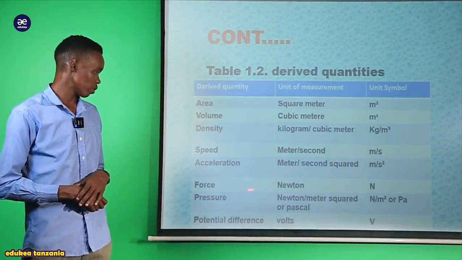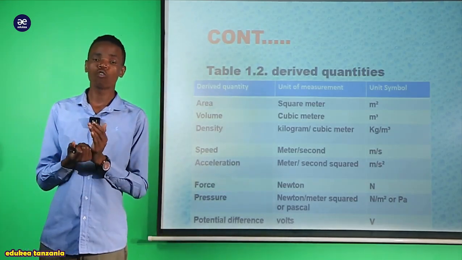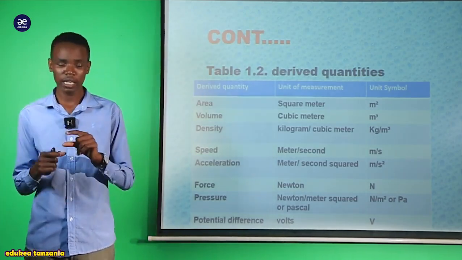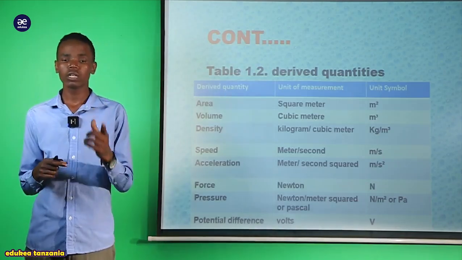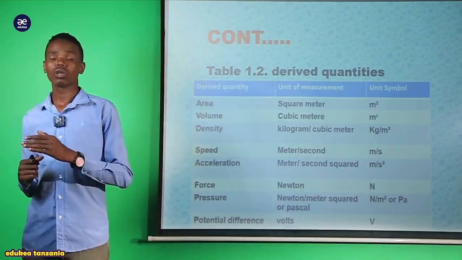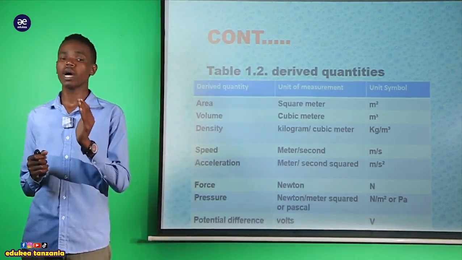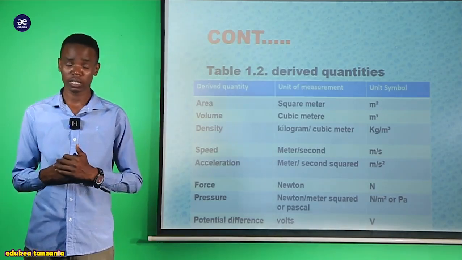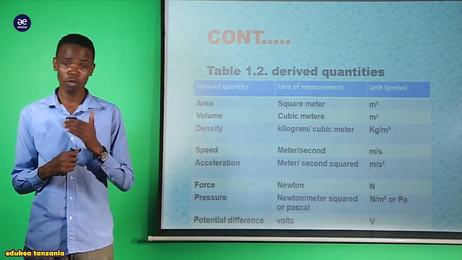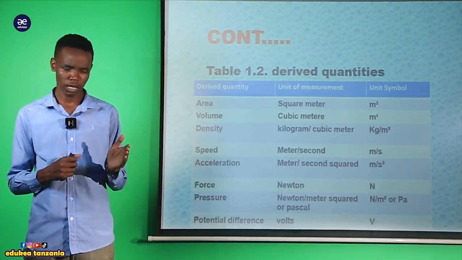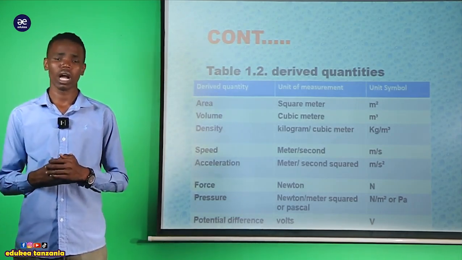Also we have the force. The unit of force, my dear student, is called the Newton. Inside the Newton there is the kilogram, there is the meter, and also the second. This is because we get the force by taking the mass times the acceleration due to gravity, or you can take the mass times the acceleration, which is a.